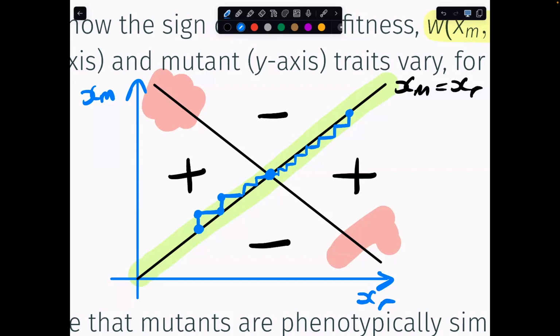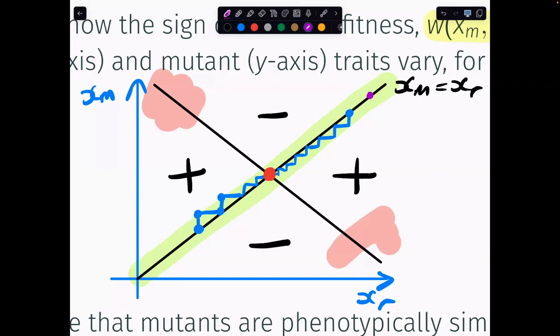We'll talk about how we can derive that analytically in a moment, but I want to give you a bit of an intuition that this red dot here, this is our singular strategy because it's an intersection between these positive and negative regions, this main diagonal. In other words, our selection gradient is changing sign. And here we happen to be converging towards that central state.